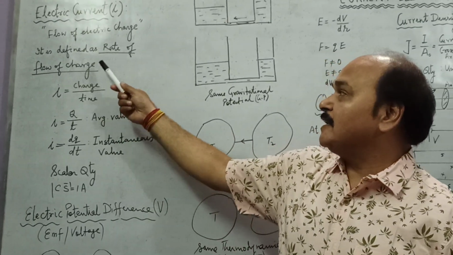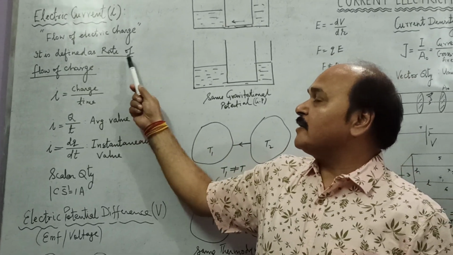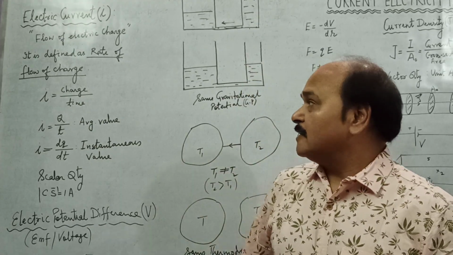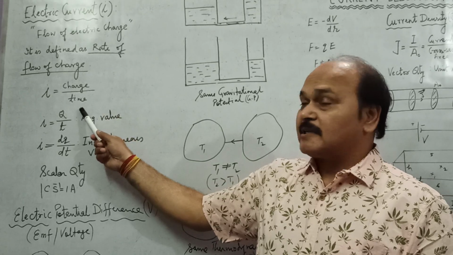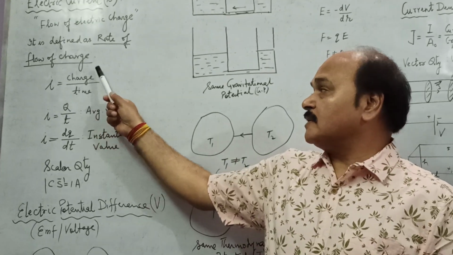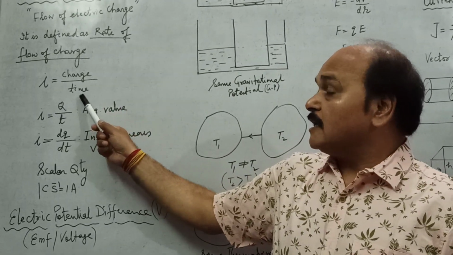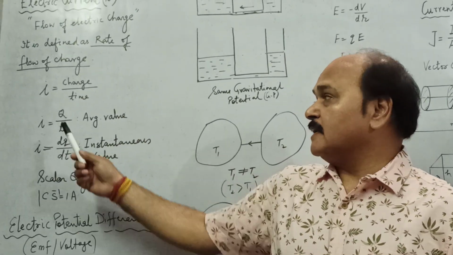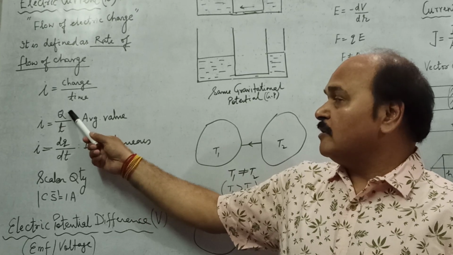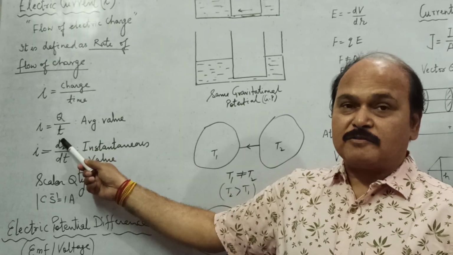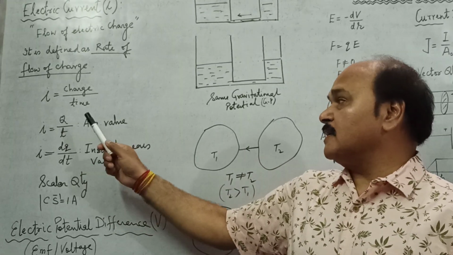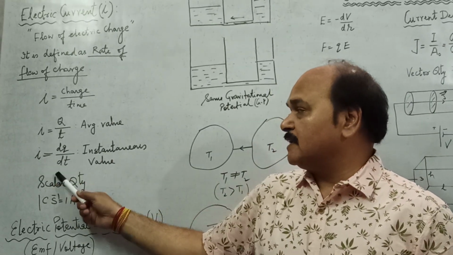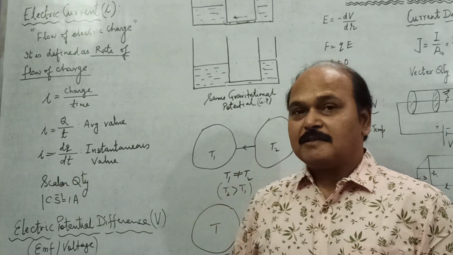Electric current is mathematically defined as the rate of flow of charge. That is, the ratio of charge flowing to the time in which the charge flows is called electric current. I is the ratio of charge flown to the time in which the charge flows. This value of current is called the average value of current. And if we write I as dq by dt, it is the instantaneous value of current.